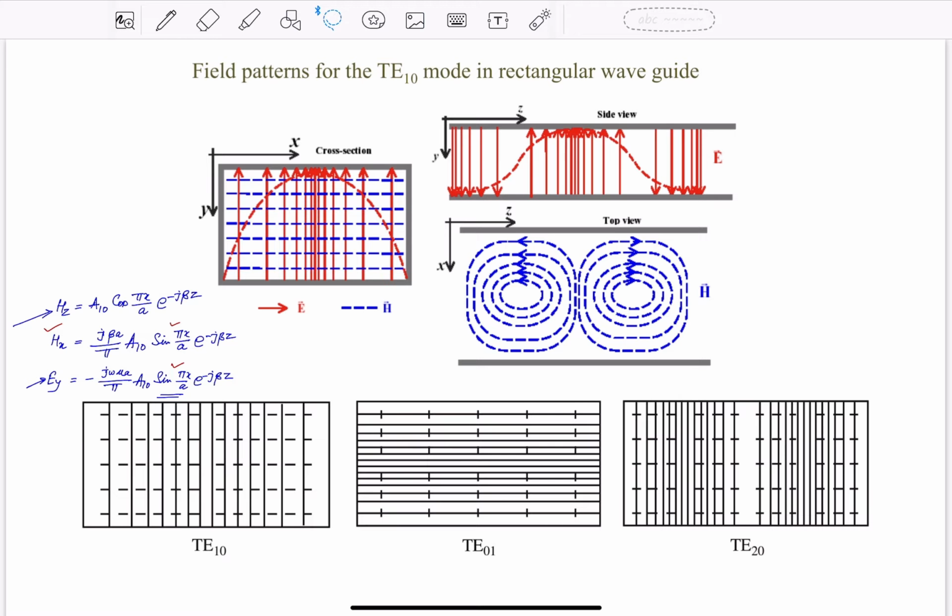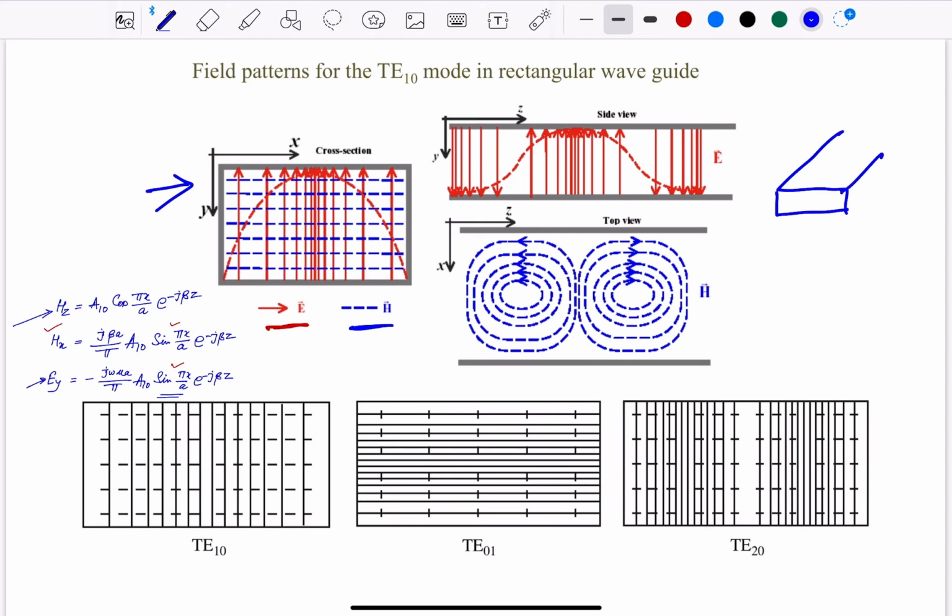Now here, this is the field pattern for the TE10 mode in a rectangular waveguide system. You can see the first picture here. The red lines are the electric field, and the blue lines represent the magnetic field. This is the cross section, meaning XY. Remember the waveguide, how we drew it last time. I am talking about this cross section.